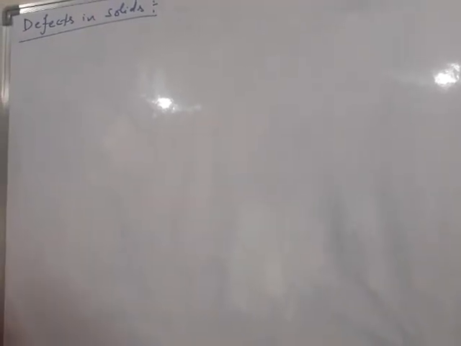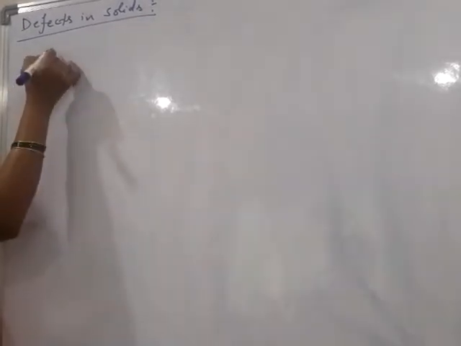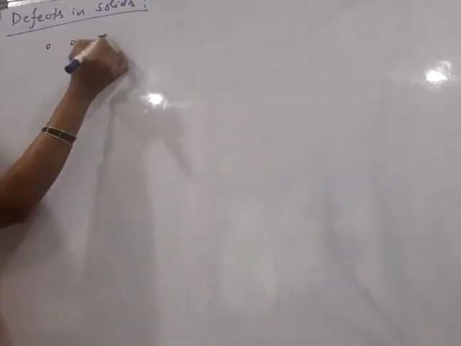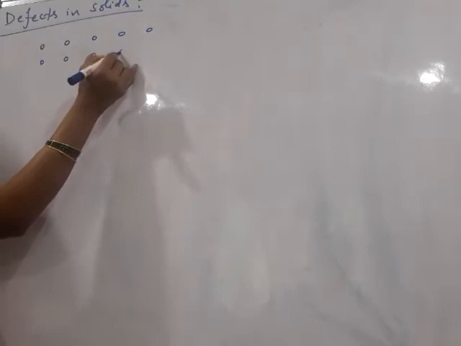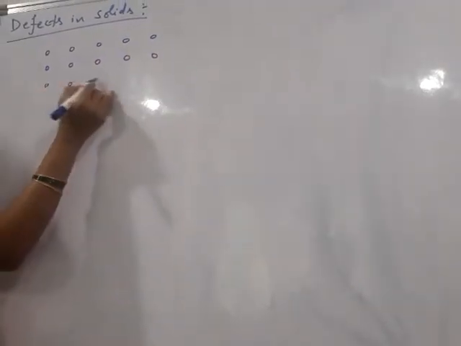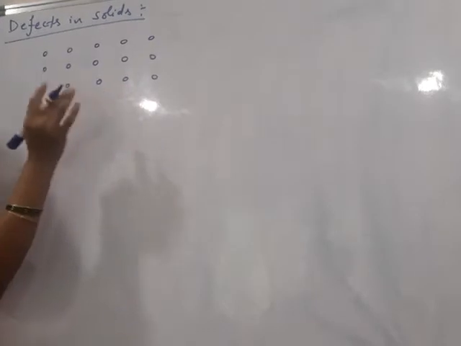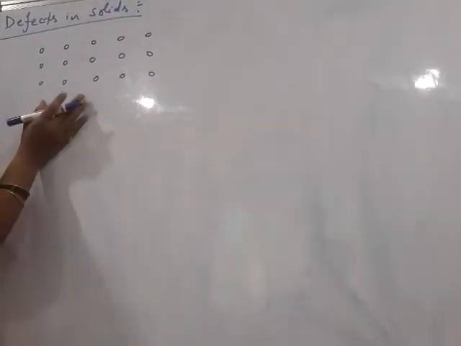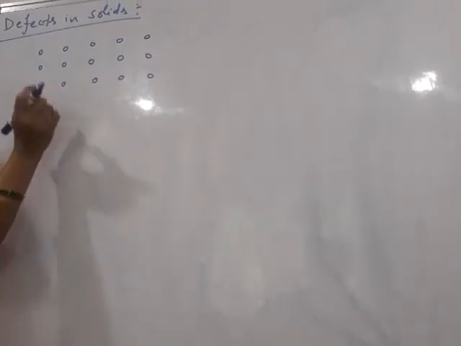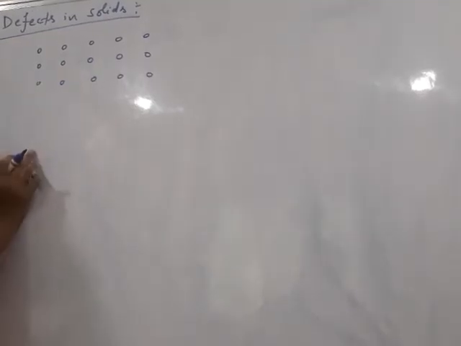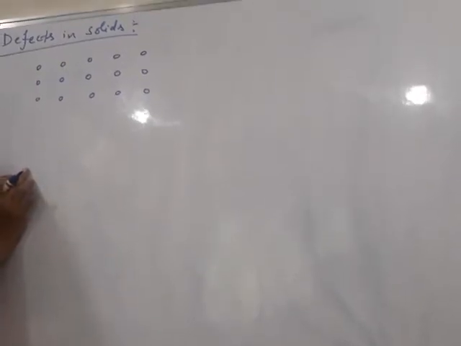Next topic is defects in solids. So you know about crystalline solids. In crystalline solids, all the atoms, ions or molecules, which are called particles, are arranged in a regular order like this. With this regular orderly arrangement of atoms or ions, this type of crystal is called a perfect crystal. If any deviation or disturbance takes place regarding the order, that crystal becomes imperfect.